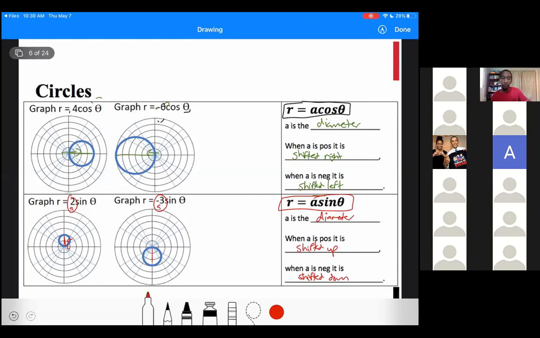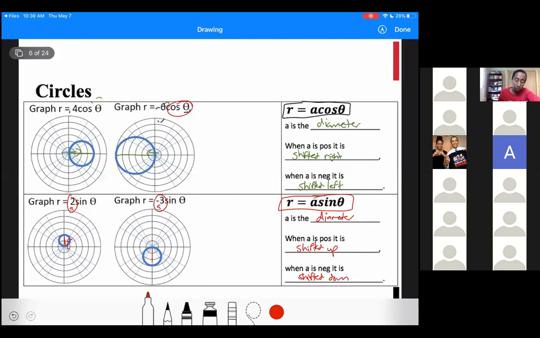So whenever you have the equation r equals a times cosine of theta, or r equals a times sine of theta, then it's going to be a circle, and it's going to be shifted in one or the other ways. Now, the way I remember that is when I think about the unit circle, cosine is x in the unit circle, sine is y in the unit circle. So I think about it as how I remember if it's left or right.